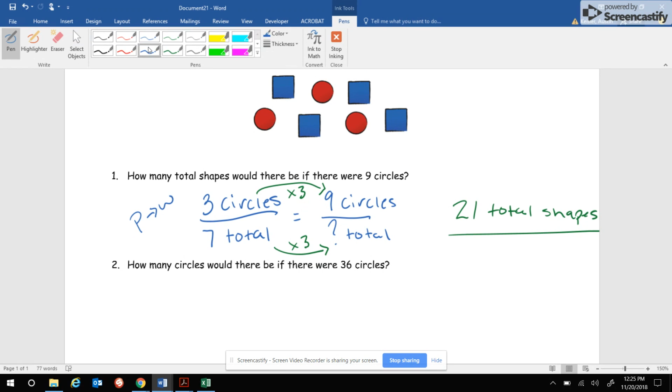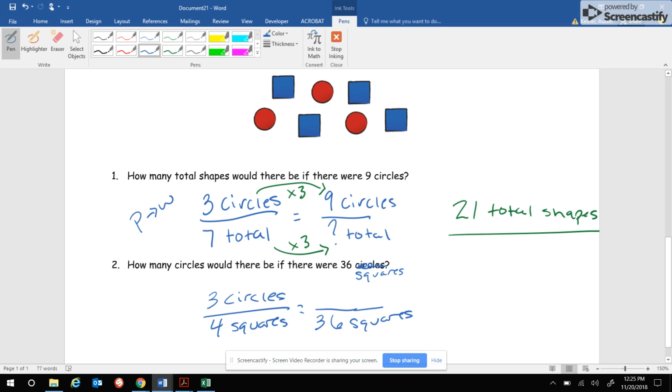It says, how many circles would there be if there were 36 circles? It should say squares. So I need to write a ratio that's circles to squares. Well, I know I have 3 circles for every 4 squares. And it's asking me if there were 36 squares, how many circles would there be? Well, we know to get from 4 to 36, I could multiply by 9.